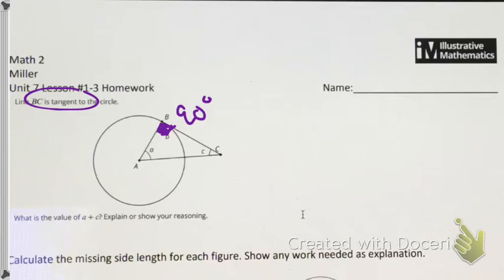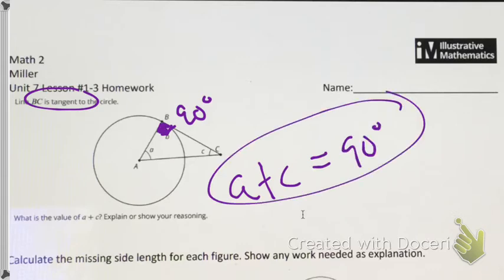that means it's a triangle. They add up to 180. So the other two angles, A plus C, have to add up to 90. They're complementary, right? That's what they're saying there. So what's the value of A plus C? I think a lot of people gave me a much bigger answer than this, but just what's the value? A plus C is 90 degrees.